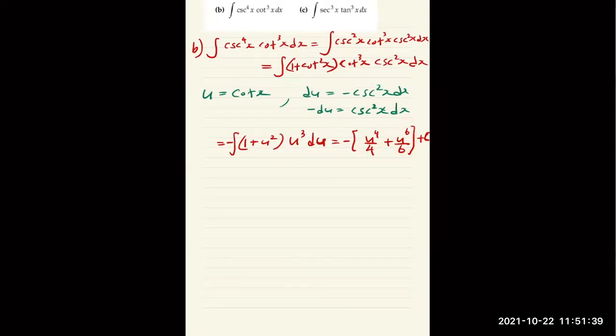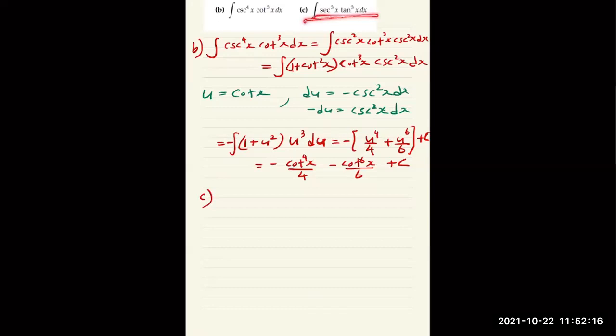We are not done yet. We need to back substitute for u. If you do the back substitution, you will get minus cotangent 4x divided by 4 minus cotangent 6x divided by 6 plus c. I'm just substituting u is equal to cotangent x. That's it, so this is your final answer. All right, that completes that part. Let's move on to the next part, part C.